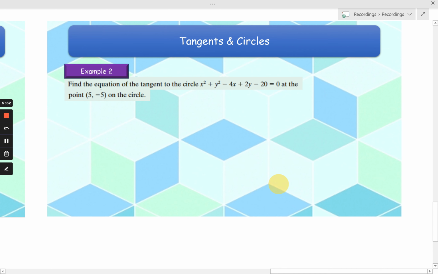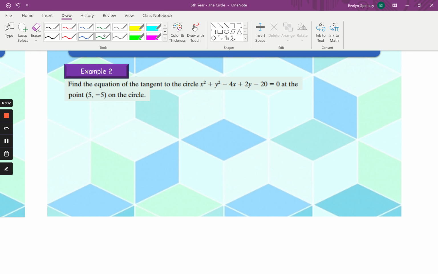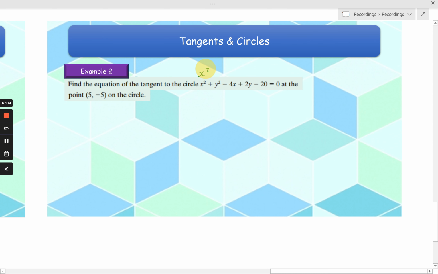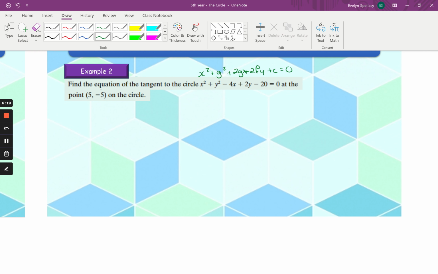So example 2 here says find the equation of the tangent. So this time they haven't given me the equation, but they're telling me for definite that it's a tangent to the circle x squared plus y squared minus 4x plus 2y minus 20 equals 0. So again, to start off here, before I do anything else, I'm going to write out my general equation above the circle equation they've given me to help me find my centre and my radius.